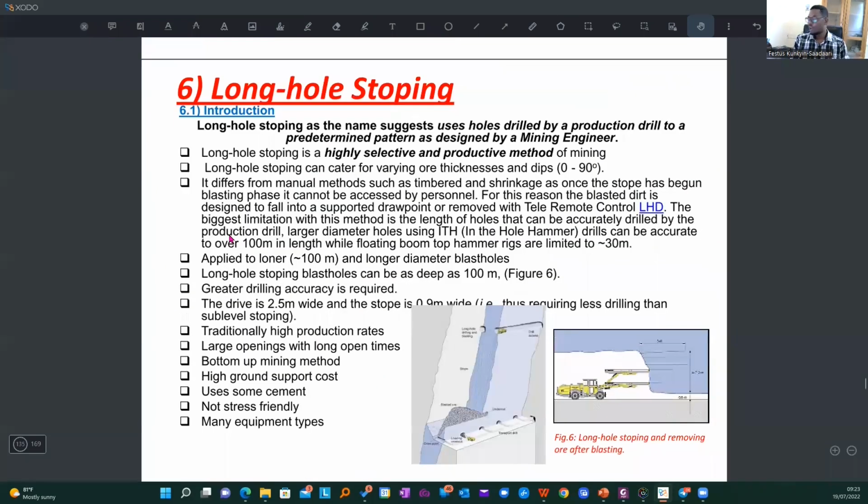Then we have the long hole. The long hole stopping, as the name suggests, uses holes drilled by a production drill. Yes, most of the time it is by hand. Hardly do we mechanize shrinkage stopping.